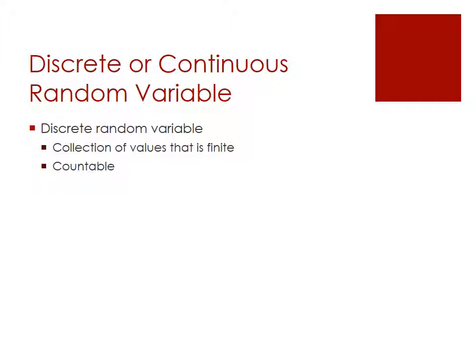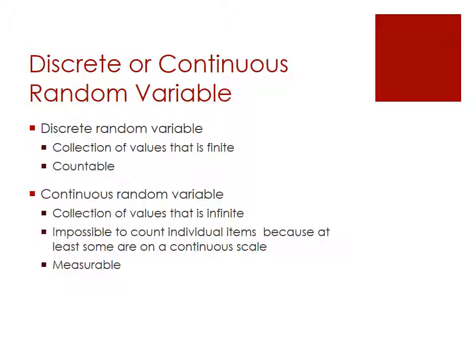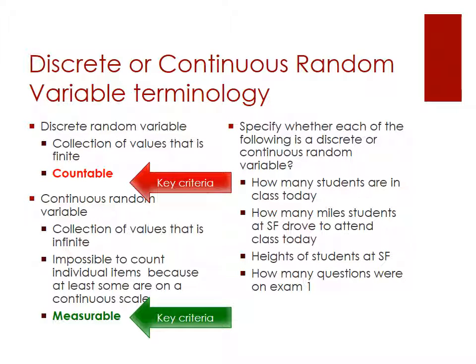Now, let's take a look at discrete random variables and continuous. A discrete random variable is a collection of values that's finite and countable, whereas a continuous random variable is a collection of values that is infinite. It has an infinite possible number of values and is impossible to count the individuals because at least some of them are on a continuous scale. It is measurable. We looked at this previously in this semester. We paid attention to whether or not something was countable. So if you can count it, it's a discrete random variable. If you have to measure it, it is a continuous random variable.